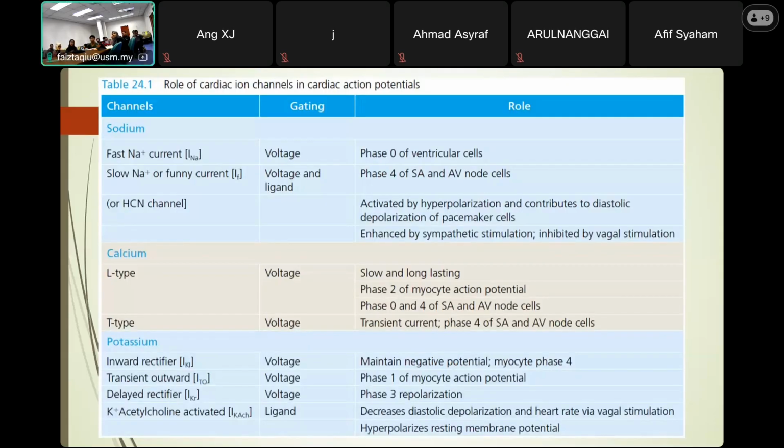I think you all can go back and read this. It's just a summary, yeah.